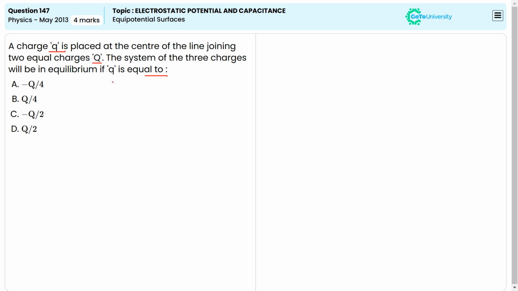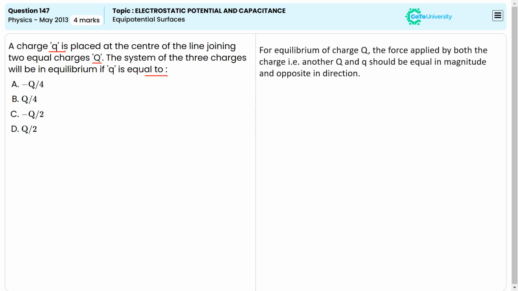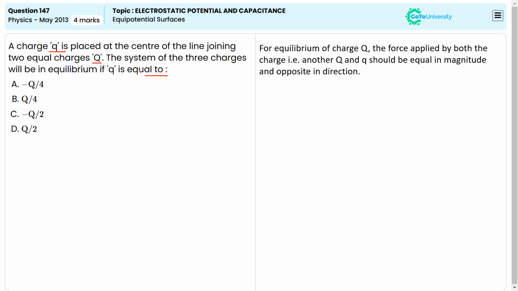They are going to say it is in equilibrium if q is equal to, then in what condition? So we know some conditions here. For equilibrium of charge q, the force applied by the charge Q, that is another Q, and one more Q, should be equal in magnitude and opposite in direction.